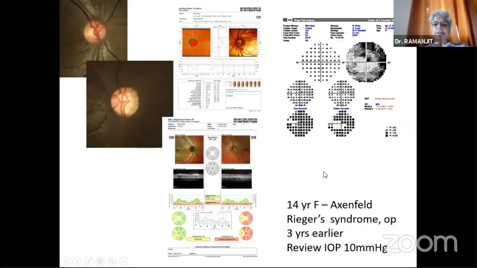This is another child with Axenfeld-Rieger syndrome. Unfortunately, came to us very late, so we only operated at 11 years of age, by which time, as you can see in the left eye, there's already a significant damage to the neuroretinal rim inferiorly.